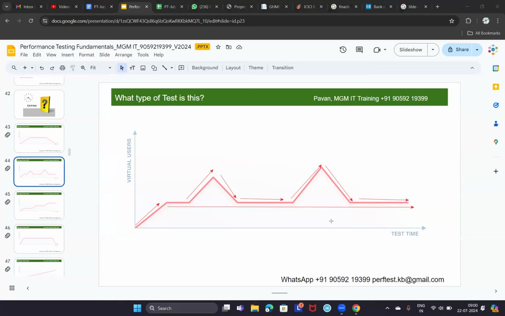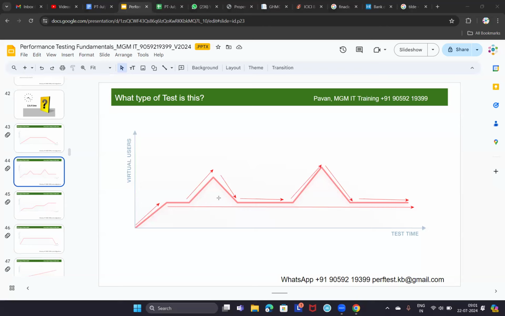can you relate this graph to any real-time application? Yes, this graph best represents a spike test. That is correct, guys, as most of you told. So can you think of any application which this graph resembles? Where, GHMC? No, not GHMC. It will not have two spikes. Which application will?